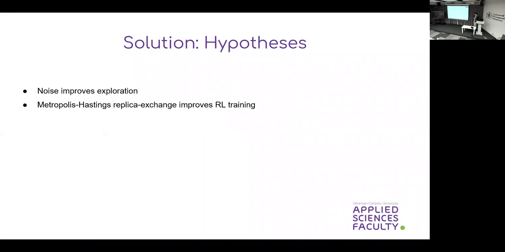For our solution, we have stated two hypotheses. The first one is that noise improves exploration, and the second one is that Metropolis-Hastings replica exchange improves RL training. By improving here, we mean that we will efficiently explore the environment, we will always find the best setup for the given agent and environment, and we'll have stable results.